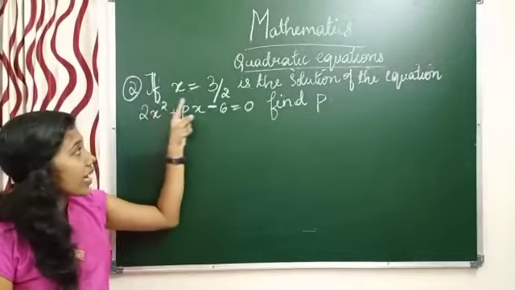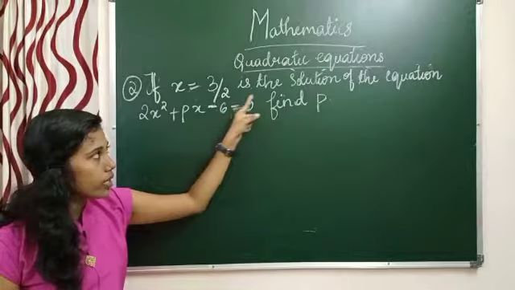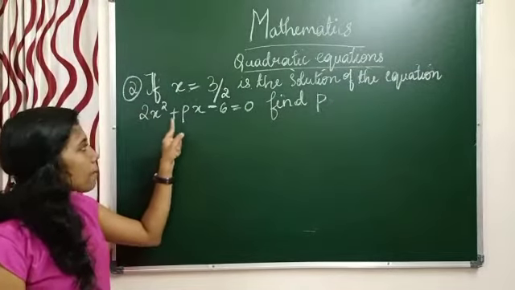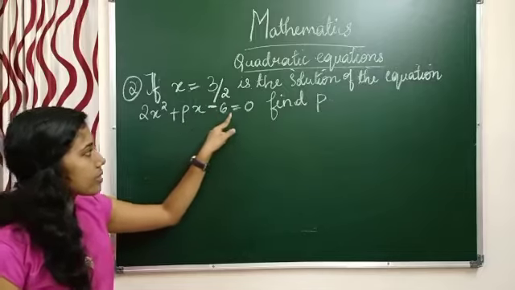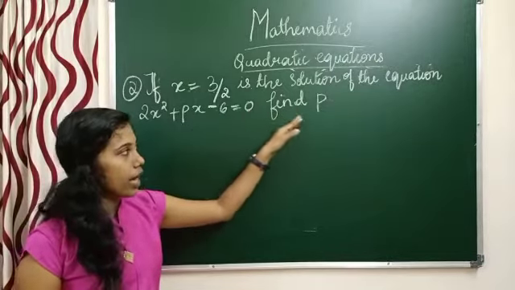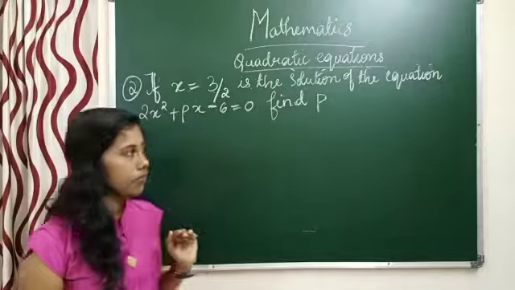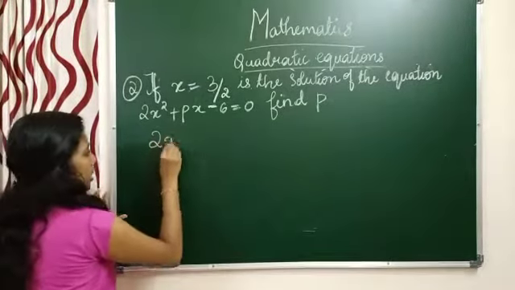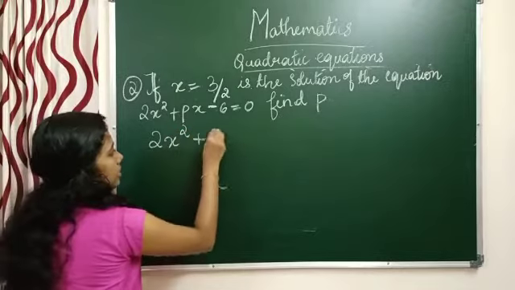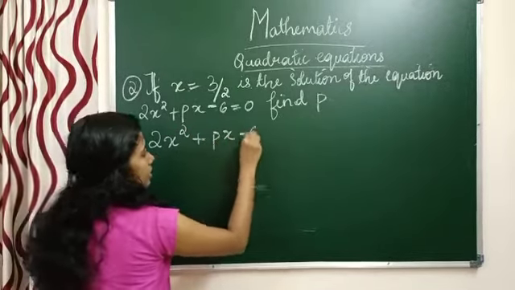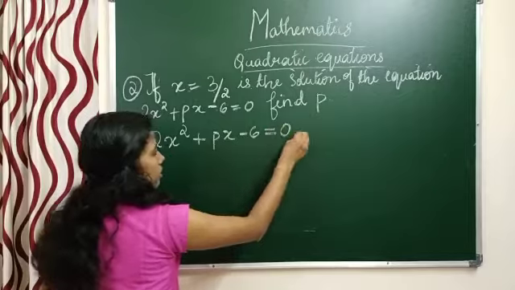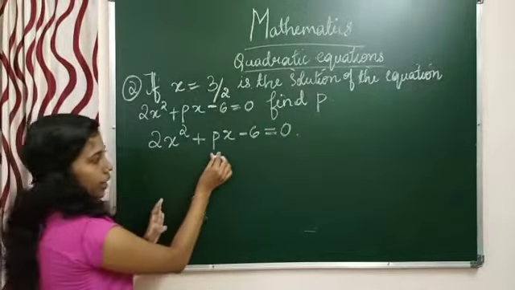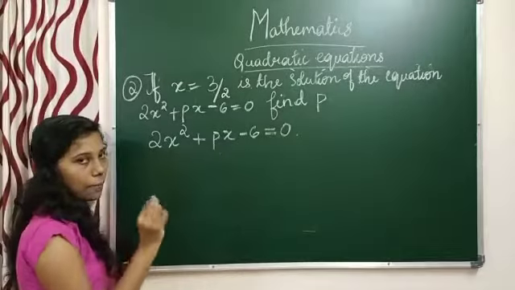That is, if x is equal to 3 by 2 is the solution of the equation 2x square plus px minus 6 is equal to 0, then we have to find the value of p. So here we have to write down this quadratic equation here. That is 2x square plus px minus 6 is equal to 0. This is the given quadratic equation. Here we have to find the value of p.